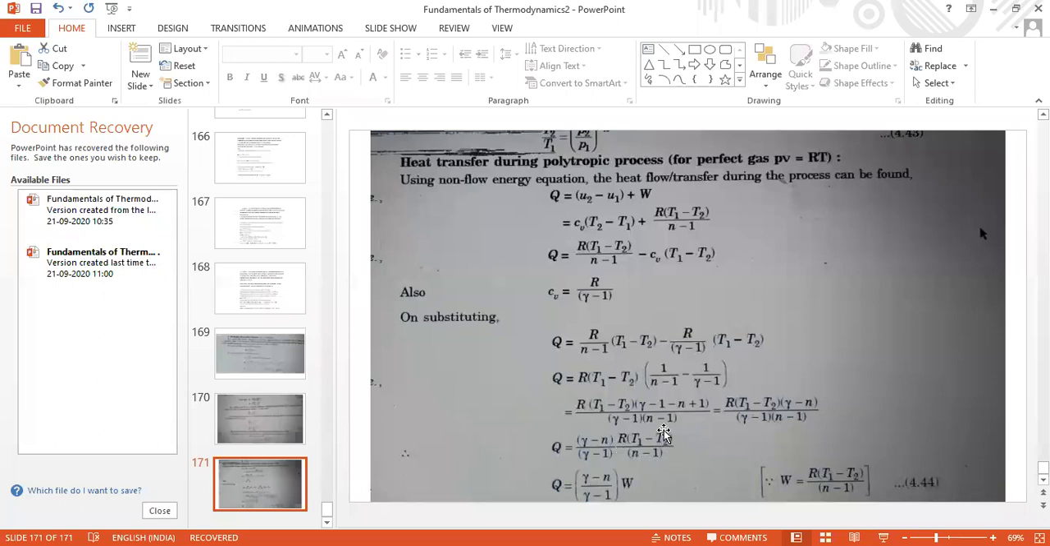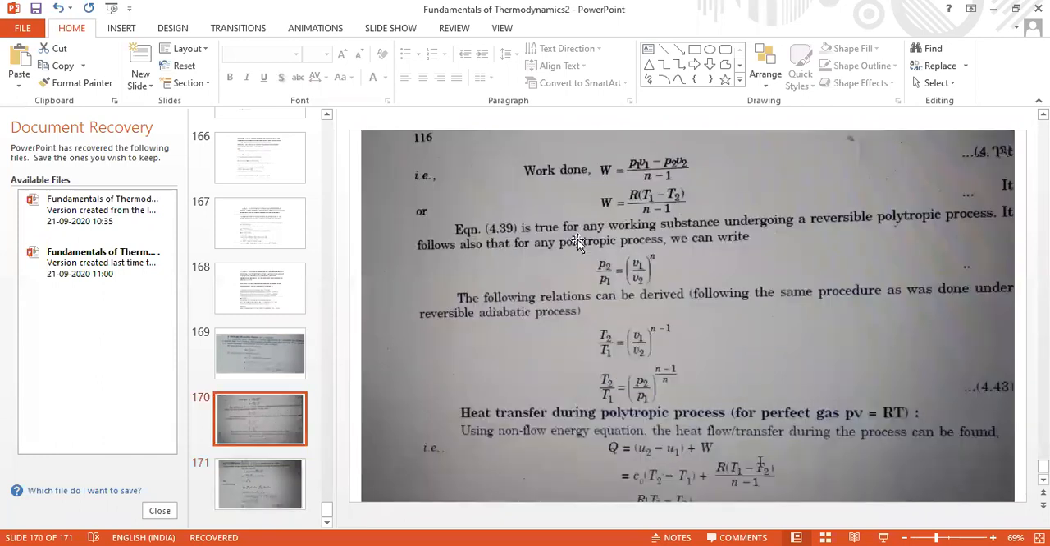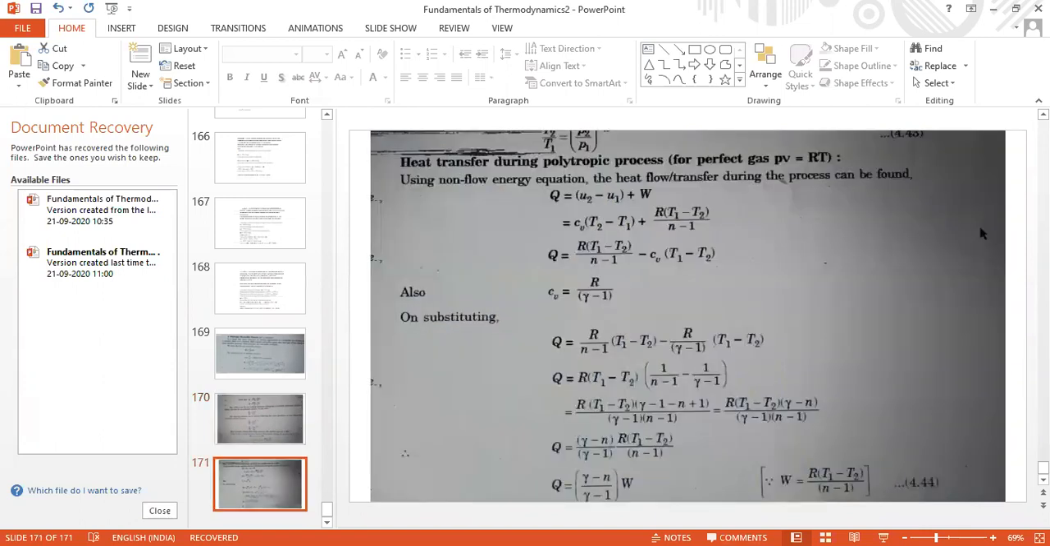And this term R into T1 minus T2 by n minus 1 is nothing but the work term, the W term. See, this is W. The work done in the process is R into T1 minus T2 by n minus 1. That is how this equation for work done in the polytropic process is known. If it is multiplied by gamma minus n by gamma minus 1, for example, 1.4 minus 1.3 by 1.4 minus 1, like that, you will get heat transfer in the polytropic process.